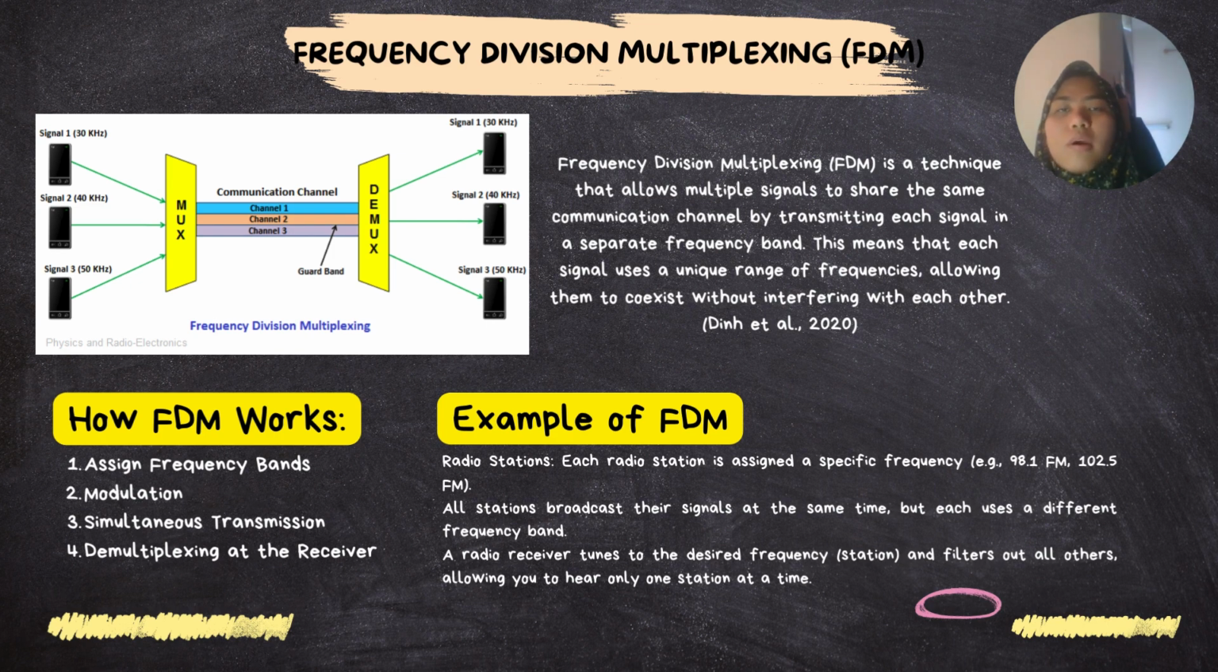So FDM is widely used in applications like radio broadcasting and television transmissions because it allows multiple signals to be sent simultaneously without interfering with one another, making efficient use of available bandwidth.